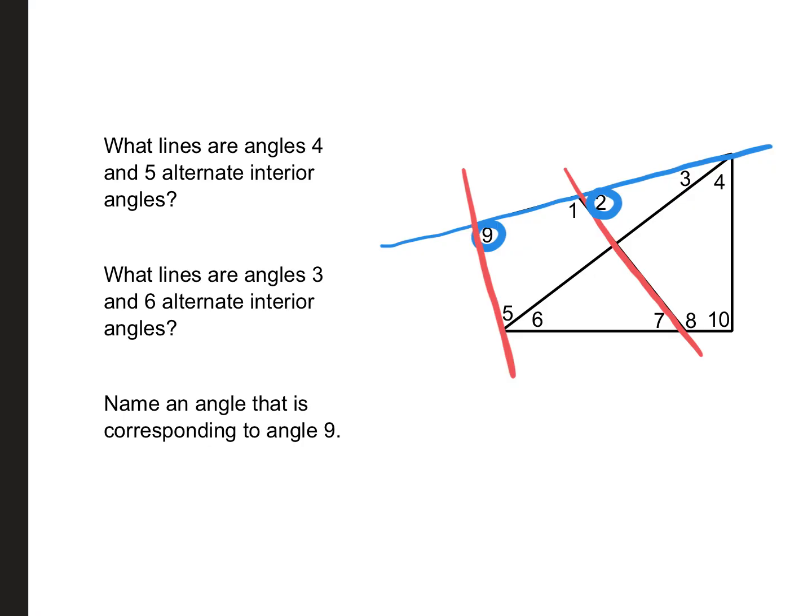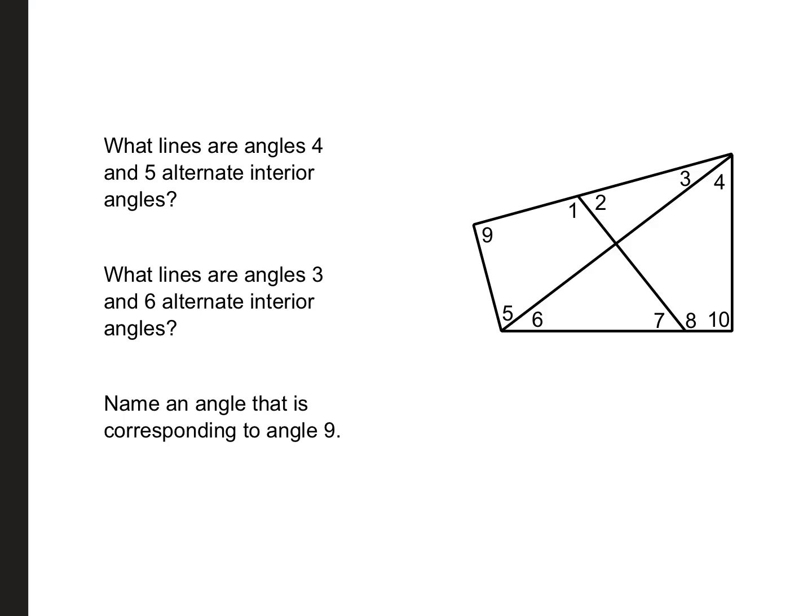It is on the same side of the transversal, and angle 9 is in the interior, and angle 2 is in the exterior. That fits the definition and description for corresponding angles. So, all this being said, when you look at this diagram and this picture, this is just one drawing where you could be asked a whole mixture of questions about, okay?